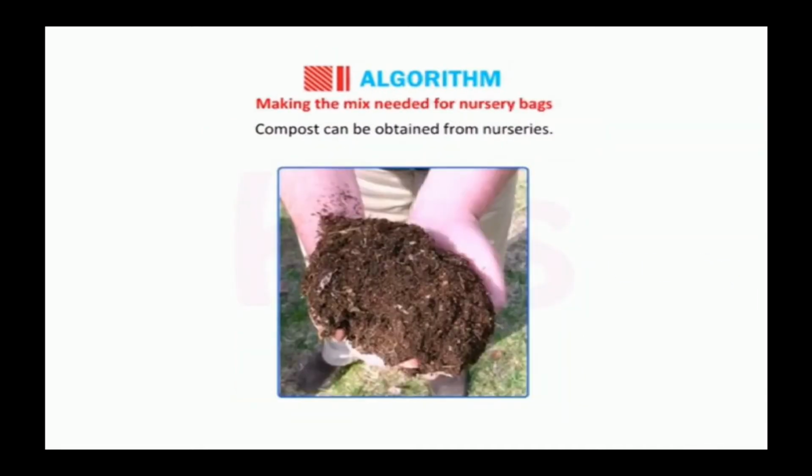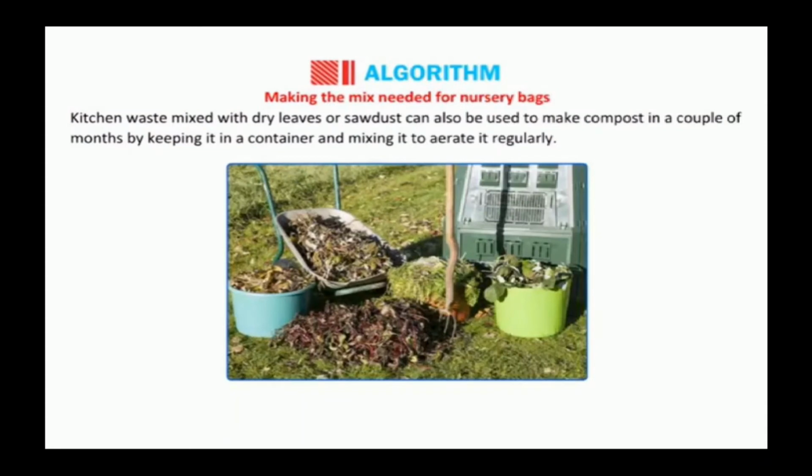Now, making the mix needed for nursery bags. Compost can be obtained from nurseries. Kitchen waste mixed with dry leaves or sawdust can also be used to make compost in a couple of months by keeping it in a container and mixing it to aerate it regularly.